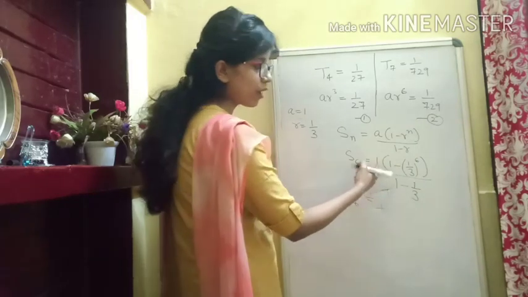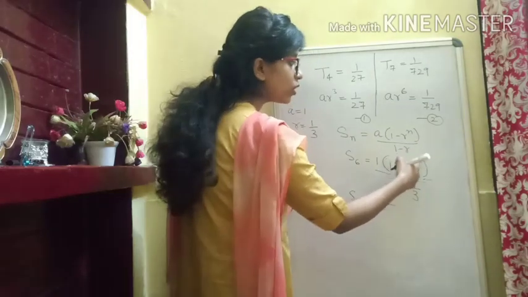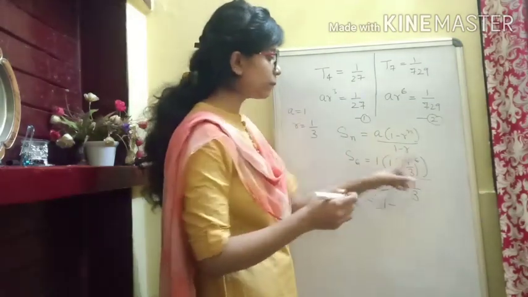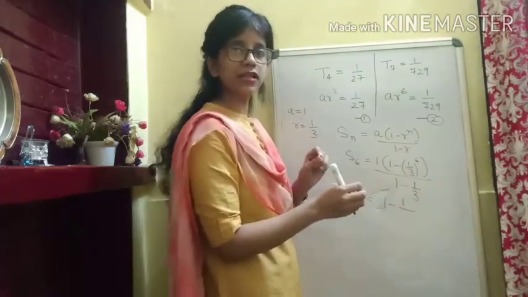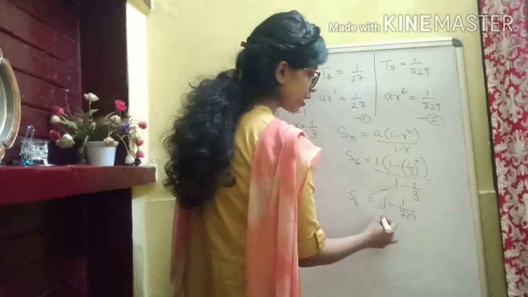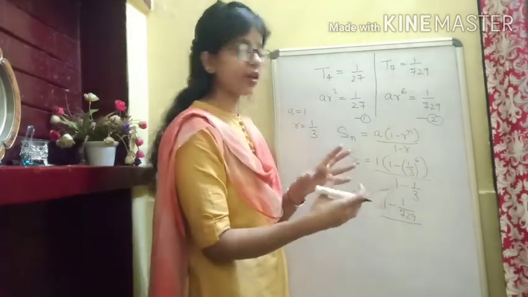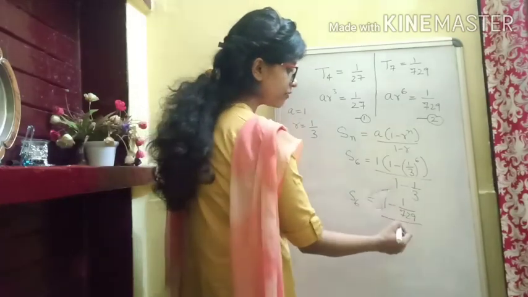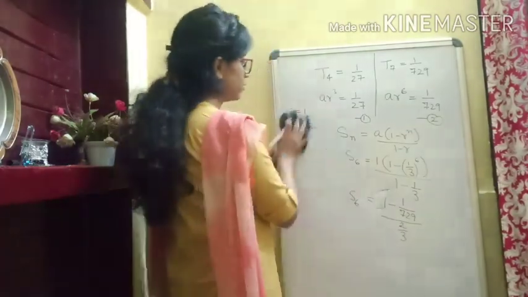Now here if you see 1, no problem at all. So we have 1 minus 1 upon 3 to the power 6. So 1 to the power 6 will be 1 only, upon 3 to the power 6 will give you 729. Okay. Upon, here we have 1 minus 1 upon 3. You simplify and you take LCM, and when you simplify you will get it as 2 upon 3.